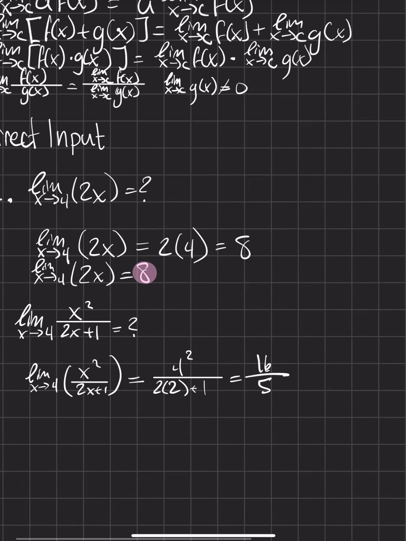Wait, did I say 4? Hold on, rewrite this, my bad. It's going to be 4. Hold on. And then that would give you 16 over 9. Then highlight this.